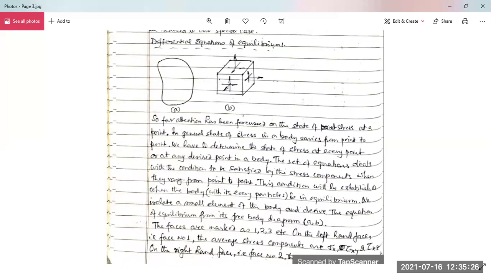etc. On the left hand face, that is face number 1, the average stresses are sigma x, tau xy, tau xz. And on the right hand face, number 2, so and so.